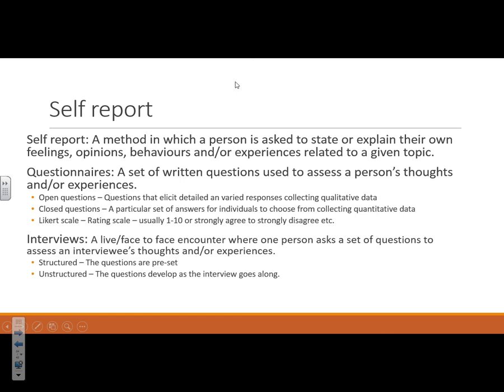Interviews, you've got a live or face-to-face encounter where you ask a certain set of questions. You've got structured, where the questions are preset, and unstructured, where the questions develop as the interview goes along.